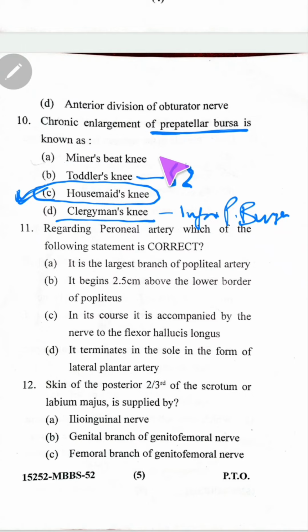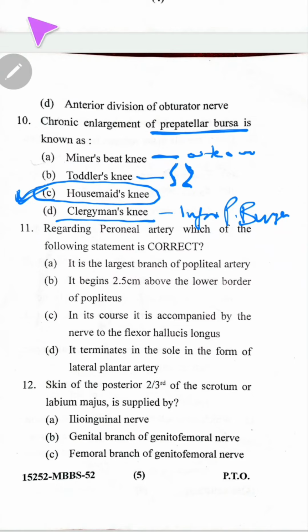Miner's beat knee. What is that? Miner's beat knee is a professional or occupational hazard. People who work in mines have to crawl on their knees, so they develop osteoarthritis because of that. So osteoarthritis in people who work in mines is called miner's beat knee, right? So this is related to osteoarthritis.